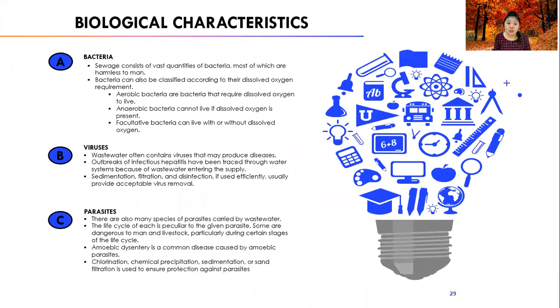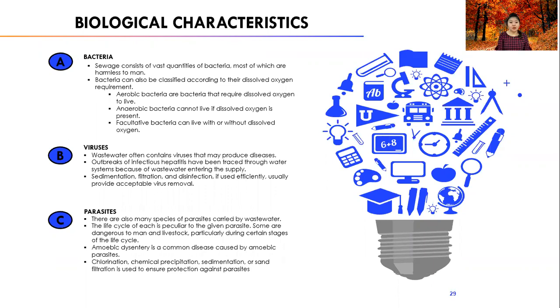Okay, so for biological characteristics, there are three. First, we will look at bacteria. Second is the virus. Third is the parasite. Sewage contains a vast quantity of bacteria, which are harmless to man. But bacteria can also be classified according to their dissolved oxygen requirements.